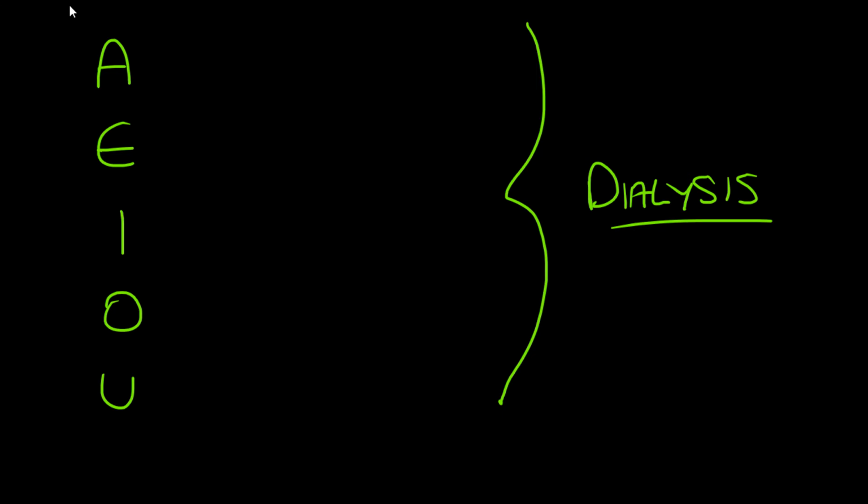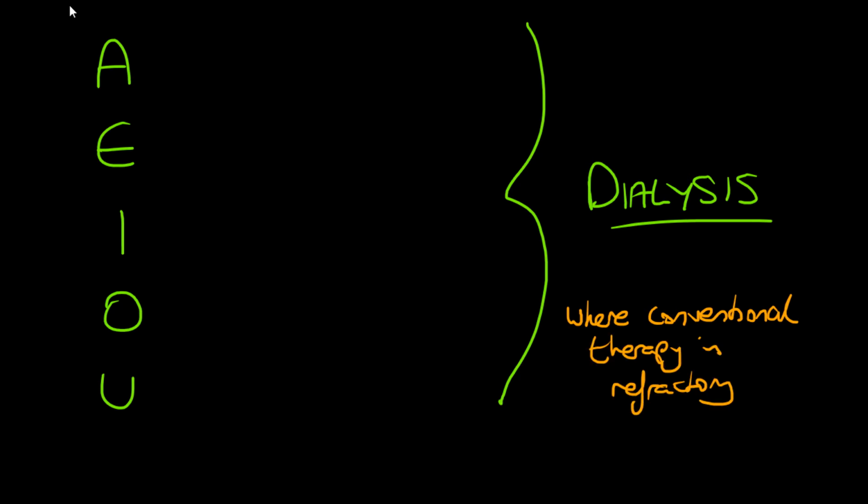Something you must remember is the absolute indications for dialysis. So this is the AEIOU way of remembering it, and these are absolute indications where conventional treatment is refractory, i.e. it's not working very well or is only having a modest effect, and these conditions are getting worse. So all of these are, when refractory, acidosis. A refractory acidosis, where the therapies you're giving to treat the acidosis are not working.